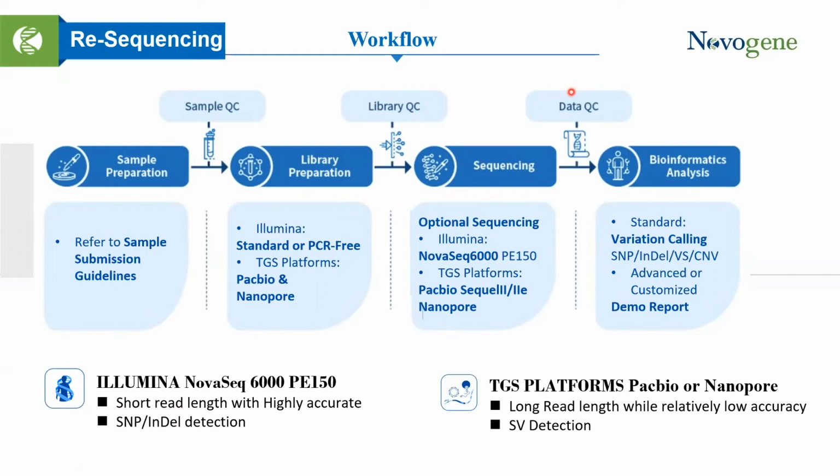For resequencing, either Illumina or PacBio and nanopore sequencing are optional according to the research purpose for the specific variation callings. To be specific, the Illumina with short read length, while highly accurate, is superior in SNP and InDel detection, whereas the third-generation sequencing platforms with long read length, in spite of relatively low accuracy, detect the SNP and structural variations with high precision by crossing over highly repetitive and complex areas.